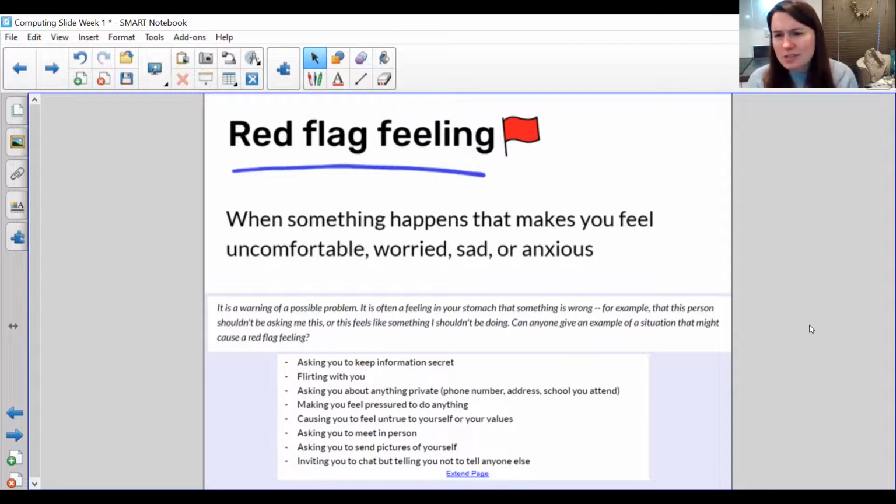Those are some examples. Pause the screen and have a think. You may have even experienced something, but on reflection, you're thinking, actually, that's probably a red flag feeling. Jot some notes down so you've got them written down as examples of that feeling, that warning.